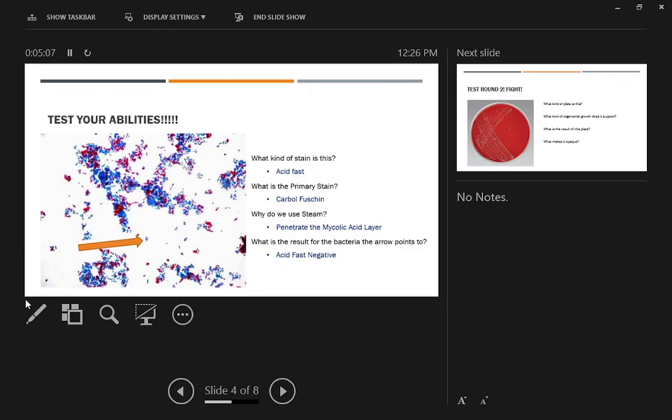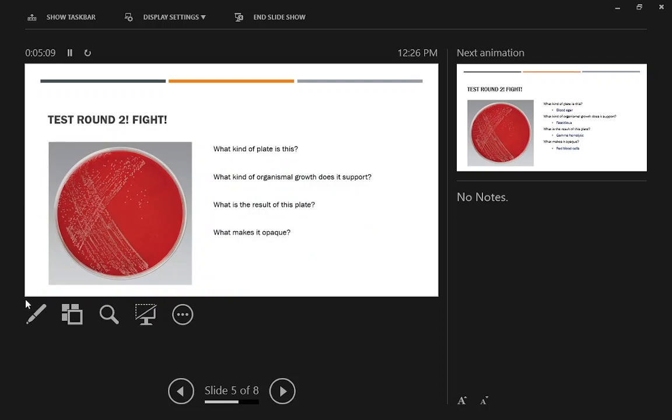Okay, let's do it again. Let's do test part 2. Here we go. Hopefully you guys are more participatory. What kind of plate is this? Blood agar. Very good. All right, you guys got that one right.